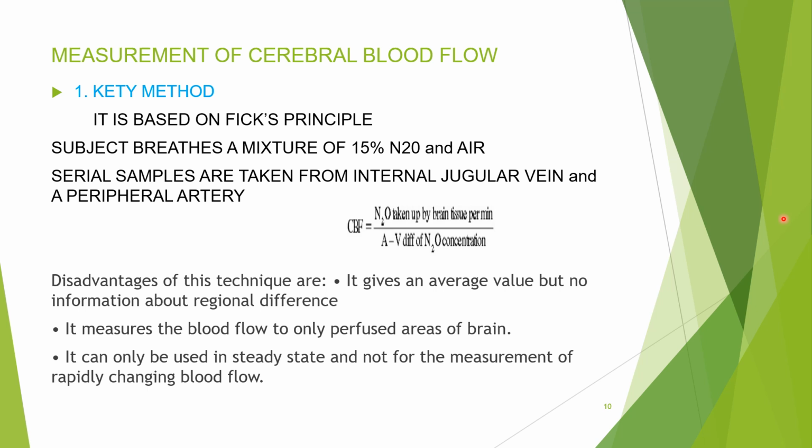That is the amount of substance taken by an organ per unit of time, that is Q. That should be equal to A minus V, that is the concentration of the substance in the arterial blood minus the concentration of the substance in the venous blood. This difference should be multiplied with the blood flow, that is F.